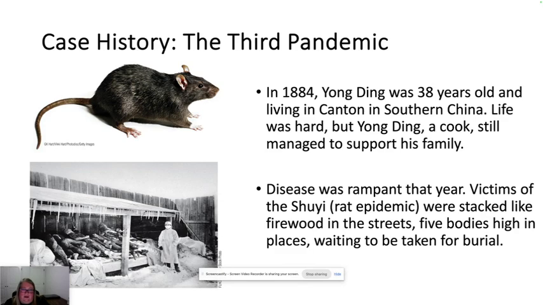Now, 1884 in southern China was a pretty bad year for disease. Disease was everywhere. Okay, specifically the disease of Shu Yi, which translates to rat epidemic. Okay, so there's lots of victims of Shu Yi. In fact, they were stacking these individuals in the streets like firewood, up to 5 or 6 bodies high, until they could be taken for burial or to be burned.